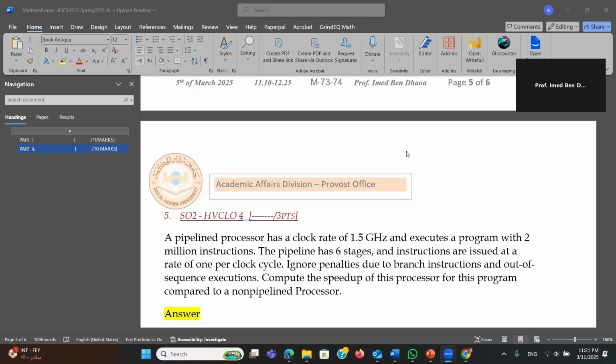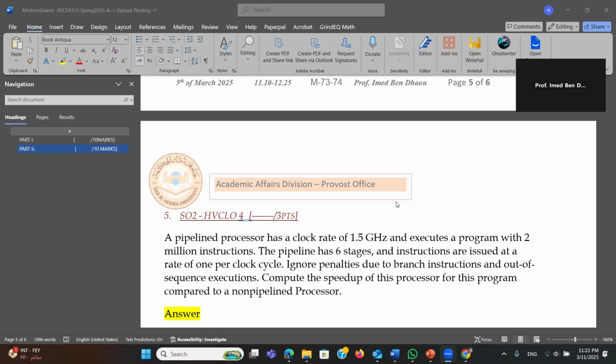So here is my midterm. It's a part of the parallel and distributed computing course. So this is the problem. A pipeline processor has a clock rate of 1.5 gigahertz and executes a program with 2 million instructions. The pipeline has 6 stages, and instructions are issued at a rate of 1 per clock cycle. Ignore penalties due to the branch instruction and out of sequence execution. Compute the speed up of this processor for this program compared to a non-pipeline processor.